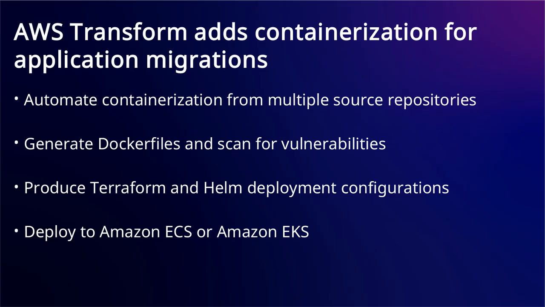You produce Terraform infrastructure as code and Helm charts for your target environment. You deploy containerized applications to Amazon ECS or Amazon EKS. The service handles monorepos and multi-repo structures, resolves private dependencies through AWS CodeArtifact, and scales to thousands of applications. During migration wave planning, you assign applications to either rehost or replatform to containers paths, enabling parallel migration and modernization.